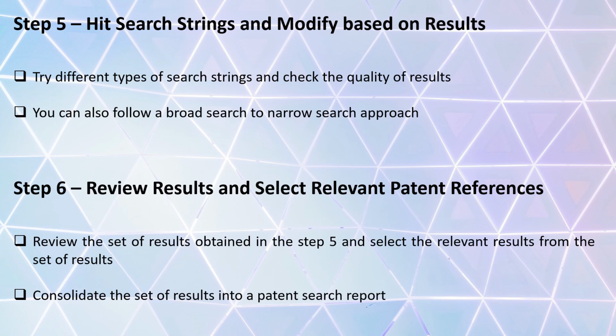Now, once you have selected the relevant results, you have to consolidate them and prepare a patent search report. So that is how you will conduct an effective patent search. Patent search is more like an art. The more you practice, the better you will get with time. But make sure that you follow these steps to find relevant patent references.